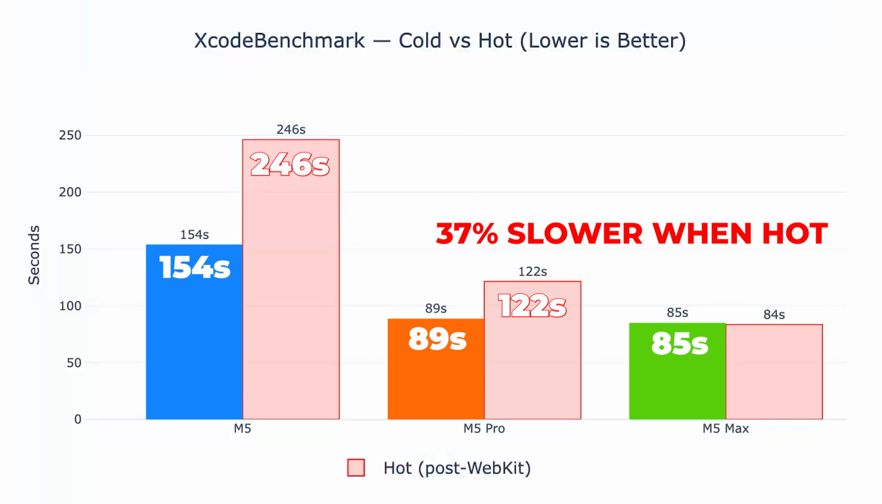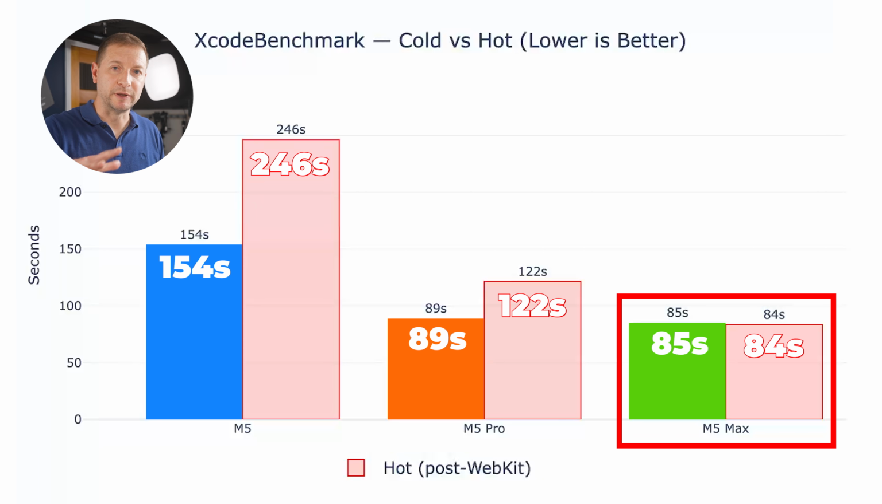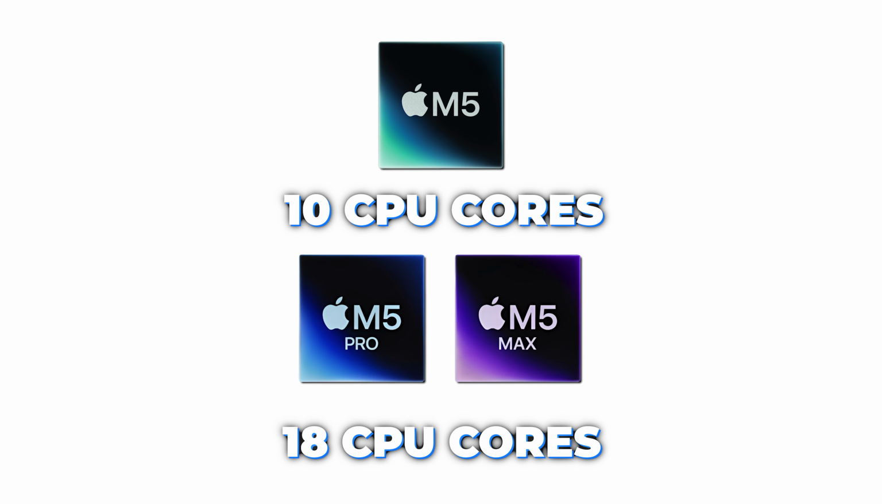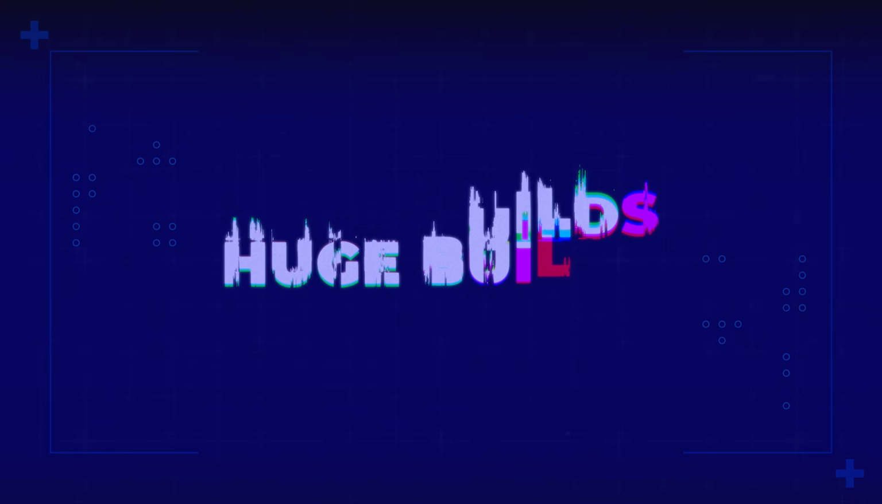The M5 Pro lost 37%, and the M5 Max barely moved. And remember when I said keep the power modes in mind? This is why. The M5 doesn't just have fewer cores, it can't sustain what it has. But Xcode Benchmark is a medium-sized project. What happens when we throw something truly massive at these machines?